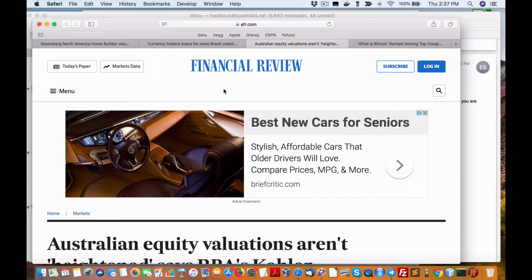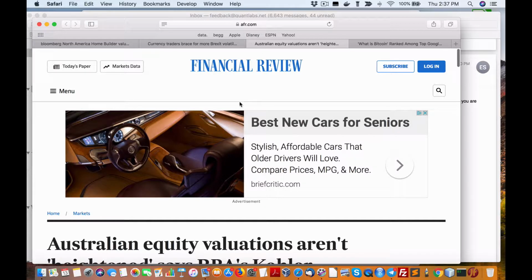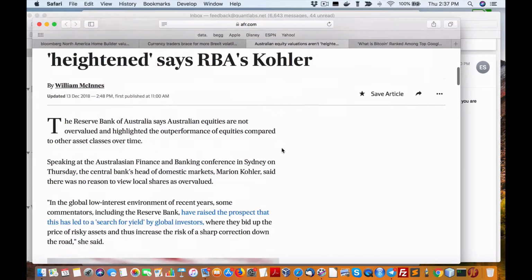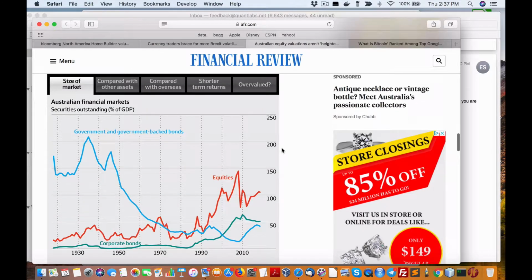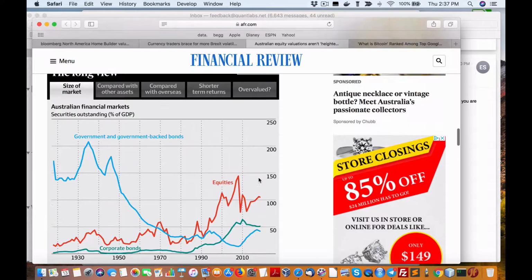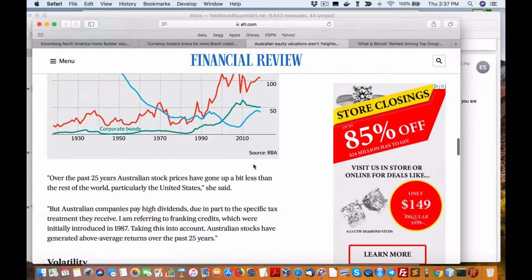Okay, next article. Financial Review, which is AFR.com. Australia equity valuations are not heightened, says RBA's Kohler. Let me just see here. No charts. Oh, we got a chart here. So we have government and government-backed bonds in blue. Equities exceeds that, as well as corporate bonds. So Australian equities do outperform that all the way since 2010, 15, I'm going to say.